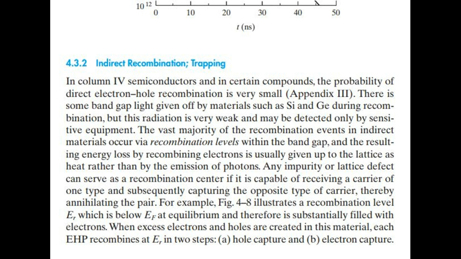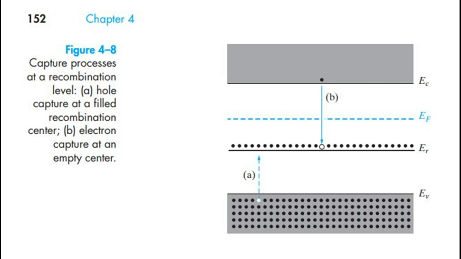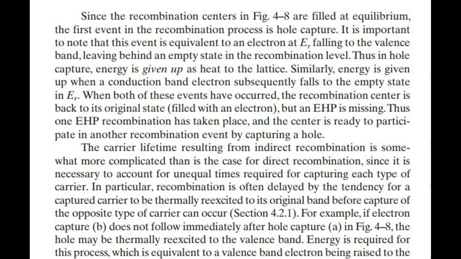For example, Fig. 4.8 illustrates a recombination level E_R which is below E_F at equilibrium and therefore is substantially filled with electrons. When excess electrons and holes are created in this material, each electron-hole pair recombines at E_R in two steps: A, hole capture and B, electron capture. Figure 4.8. Capture processes at a recombination level: A, hole capture at a filled recombination center; B, electron capture at an empty center. Since the recombination centers in Fig. 4.8 are filled at equilibrium, the first event in the recombination process is hole capture.